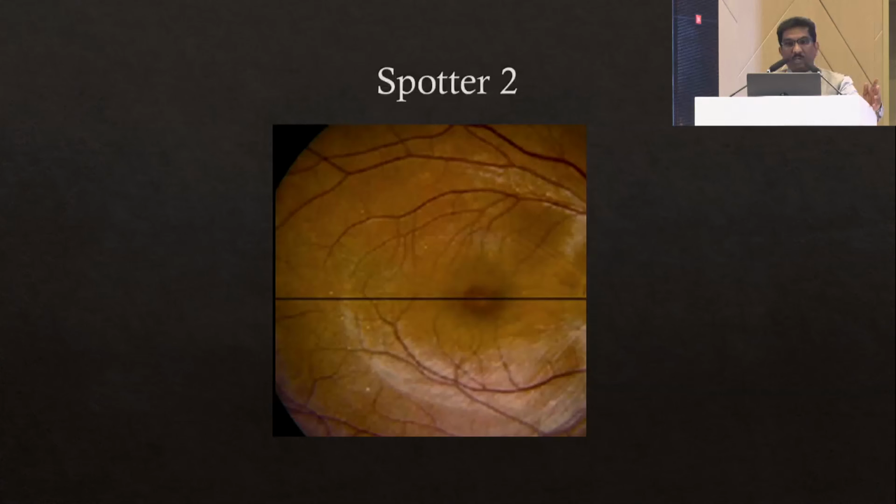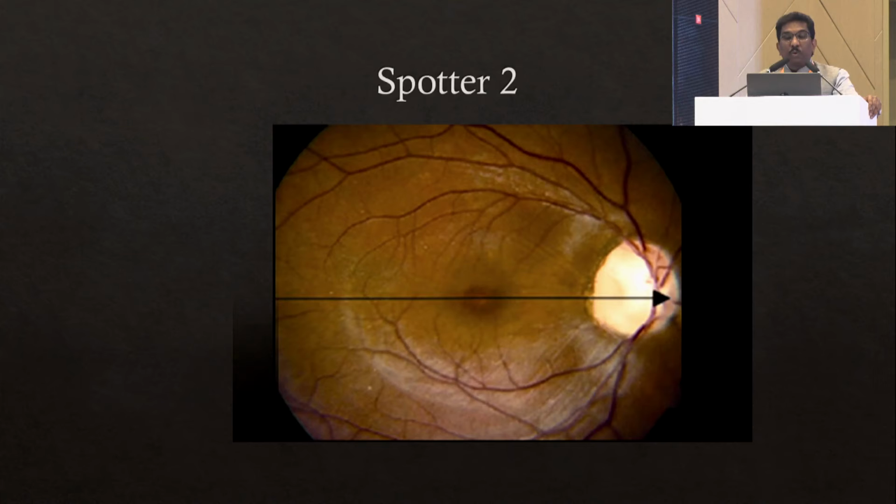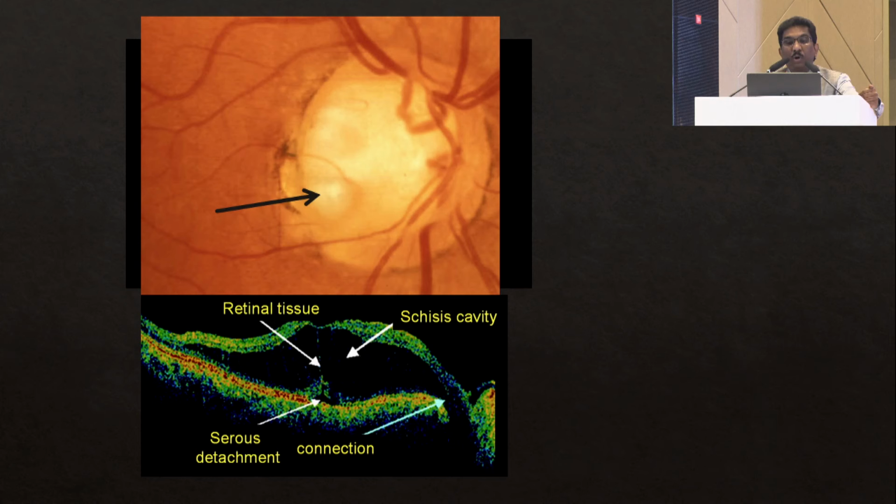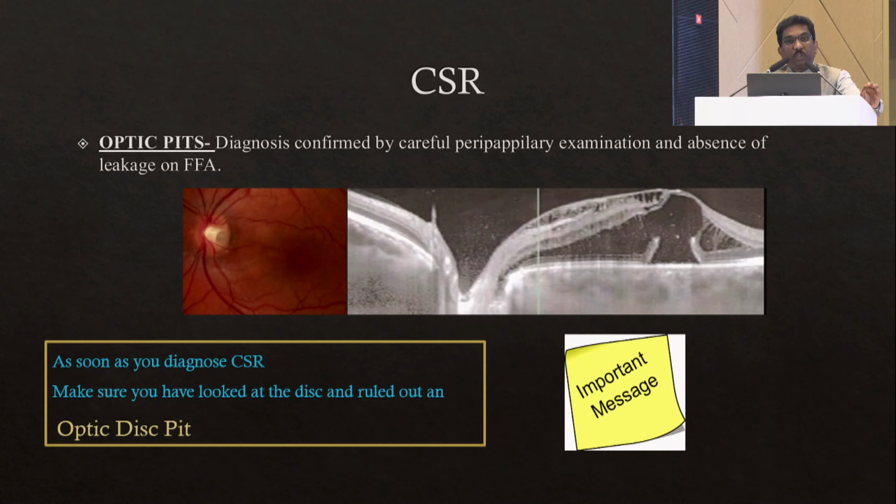Coming to this spotter number two. Whenever you see a patient whom you suspect has a CSR, make sure you have a look at the disc. This actually is a patient with optic disc pit retinopathy, and always make sure you have a careful examination of the optic disc whenever you suspect a CSR.